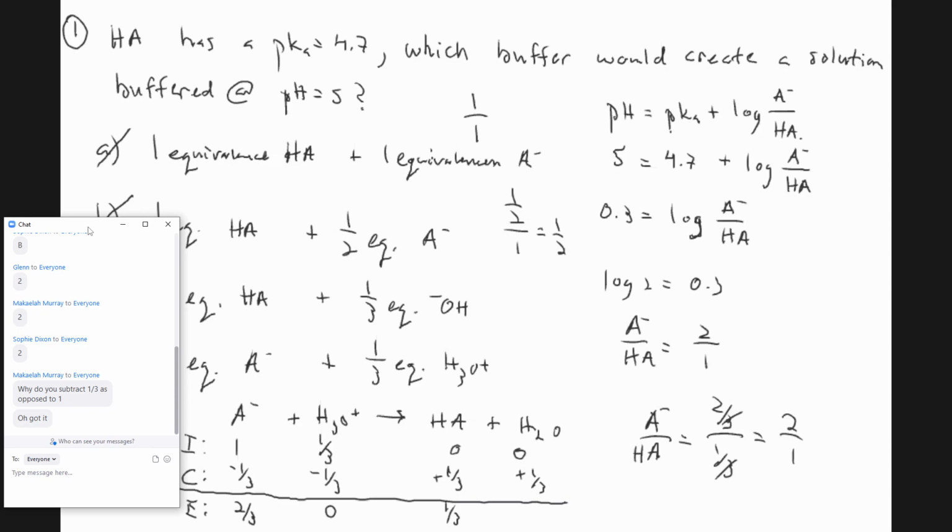Okay, so let's keep on going. Let's talk about how to make buffers. So we're going to look at buffer recipes. And realistically, all we're trying to do is make equal concentrations of conjugate base to acid, right? Where you pull off half of the hydrogens that are on the acid, okay?